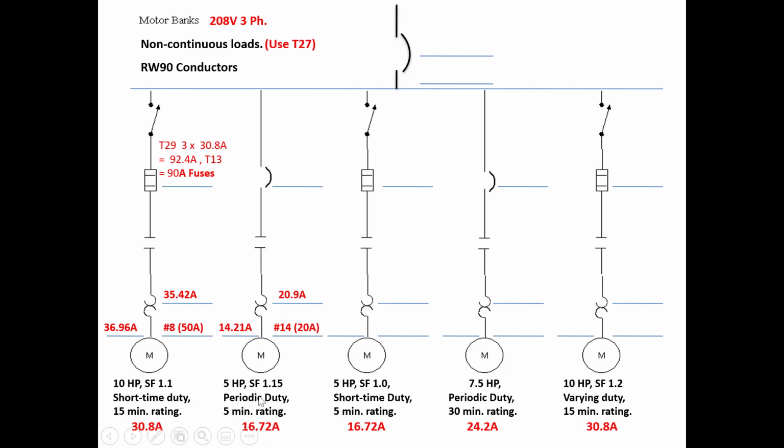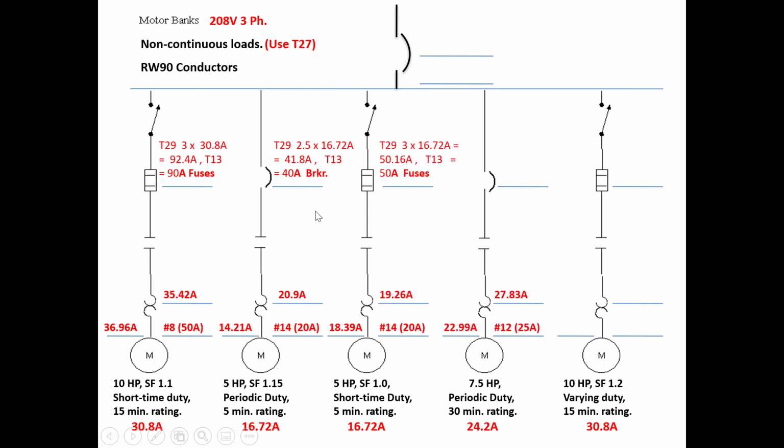Still take the service factor, times that by 125% to get our overload. Again, watching this as a breaker, so use 2.5 or 250%, and then go to table 13 and go down to a 40 amp breaker. Same kind of deal here. Again, I'll just breeze through here so we don't take too long. And this last guy again too.